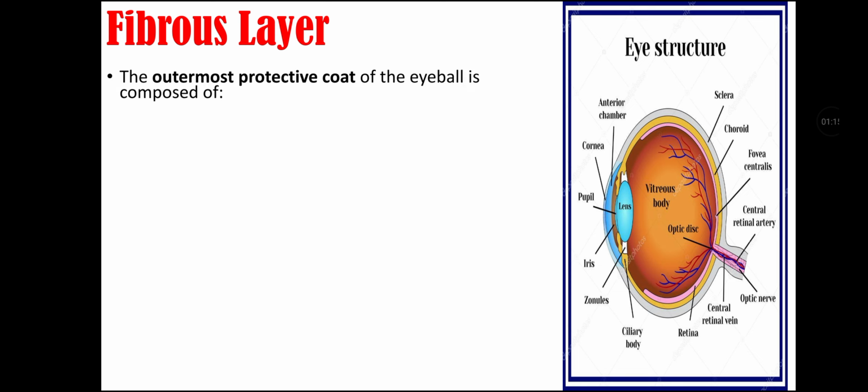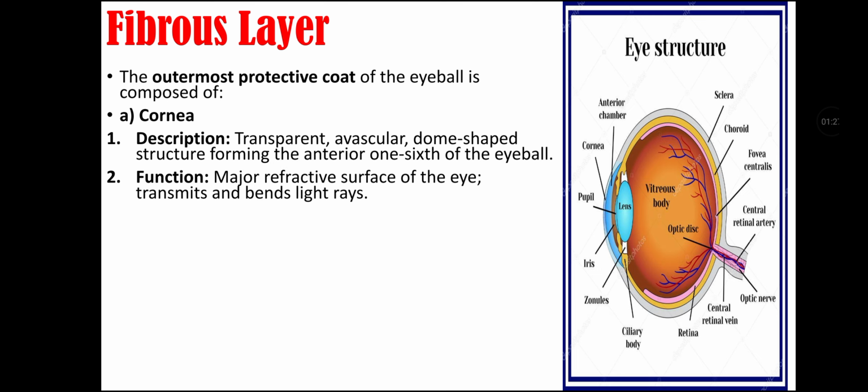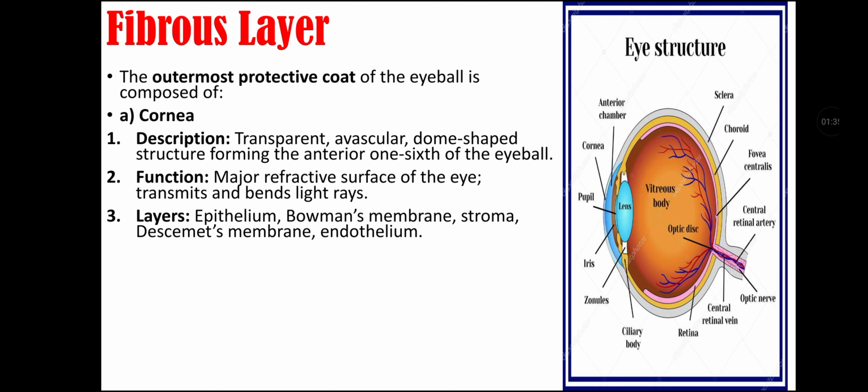Fibrous layer of eyeball. It is the outermost protective coat of the eyeball and it is composed of cornea. That is a transparent avascular dome-shaped structure that forms the anterior one-sixth of the eyeball. Its function is it acts as a major refractive surface of the eye and it transmits and bends light rays. Its layers include epithelium, Bowman membrane, stroma, Descemet membrane and endothelium.